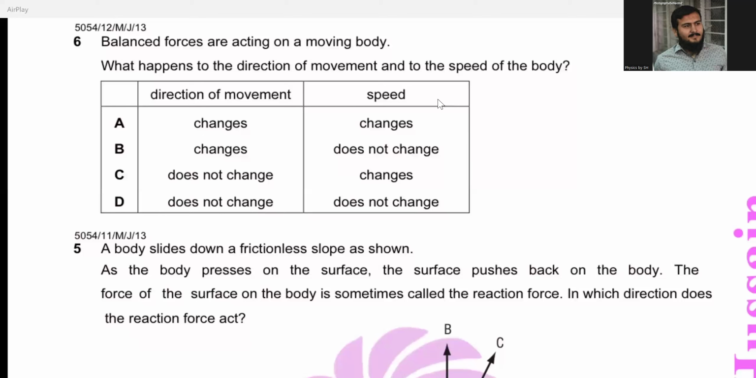All right, please confirm if my screen is visible there now. Yeah, it is.